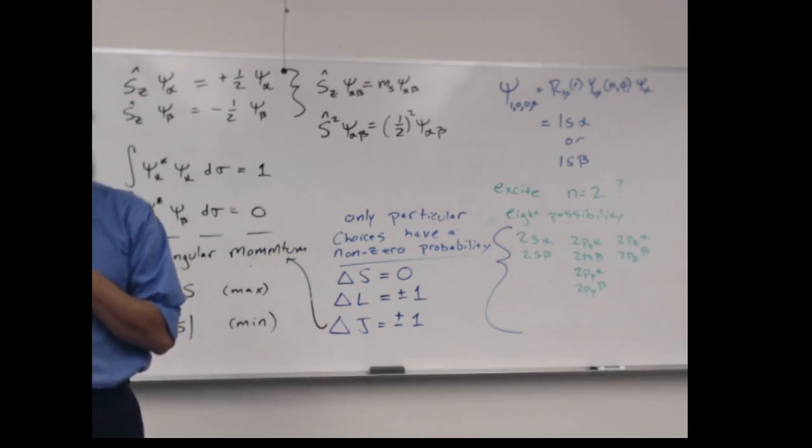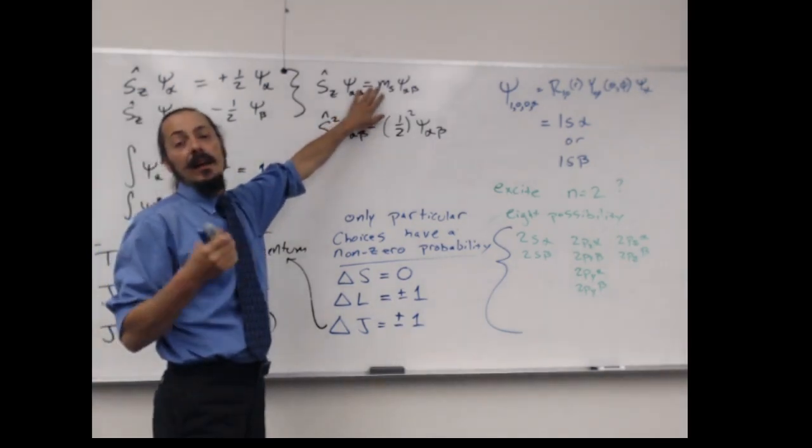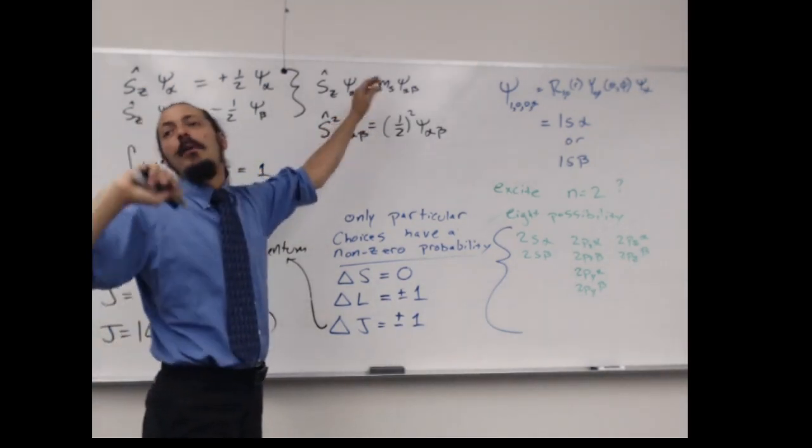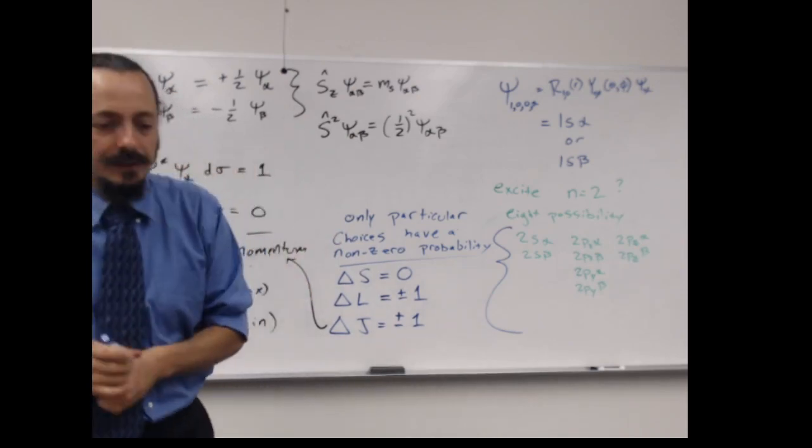Other questions? What is the M sub S when you're doing the spin operator? Oh, M sub S is just like M sub L, but for electrons. So it's only plus or minus 1/2. Okay.